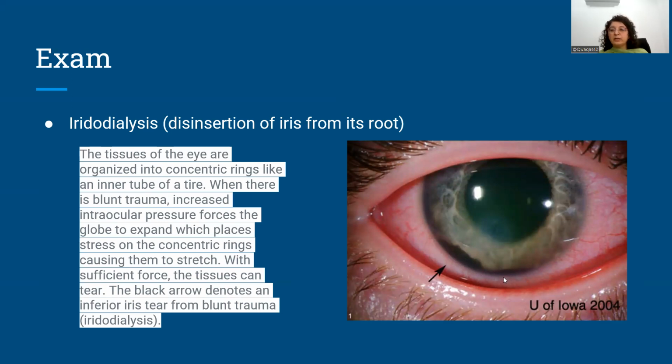And you can see that this dark area over here represents the tear of the iris from its root. This is a very severe form of trauma, and this can lead to a lot of complications for the patient, not just a cataract behind, but also a very high chance of glaucoma developing in the future in this patient. This type of trauma can and should be repaired.